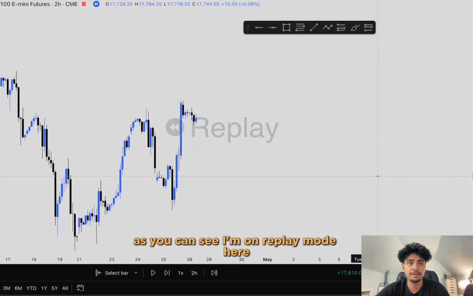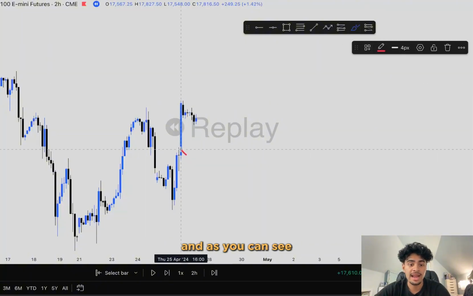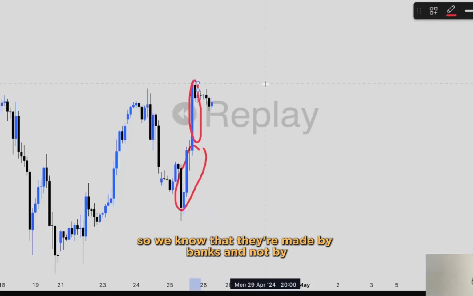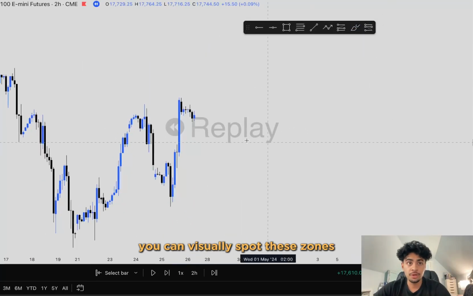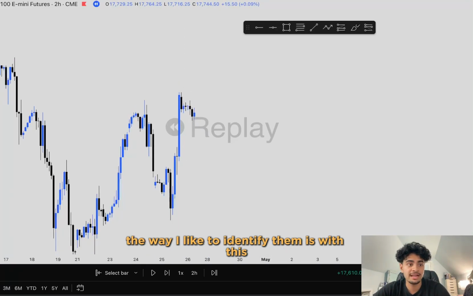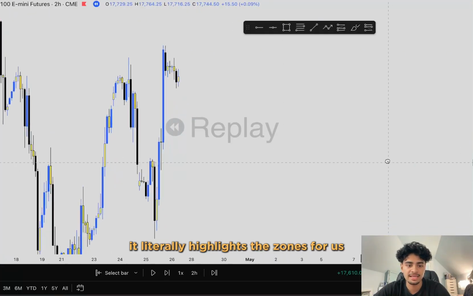As you can see, I'm on replay mode here. The first step is to look for an A+ zone, which is a nice move away. And as you can see, these candlesticks are big candlesticks, so we know that they're made by banks and not by people like us. You can visually spot these zones. They're usually candles with big wicks in between these big candles. The way I like to identify them is with this 50% body candle indicator, and what it does is it literally highlights the zones for us.